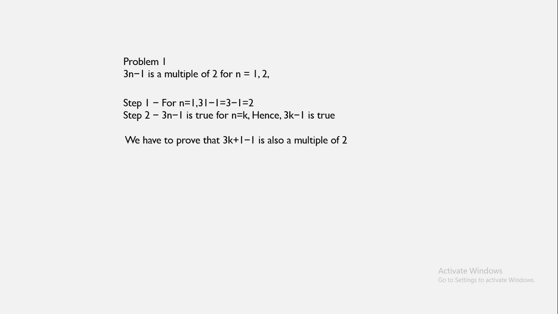Okay, so step 2: assume the statement is true for any value of n equals k, then prove the statement is true for n equals k plus 1. We break n equals k plus 1 into two parts. One part is n equals k, which is already proved, and we try to prove the other part. So let's assume that 3^n minus 1 is true for n equals k. Hence 3^k minus 1 is true. It is an assumption.